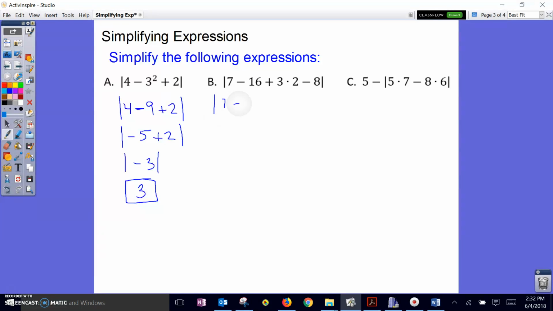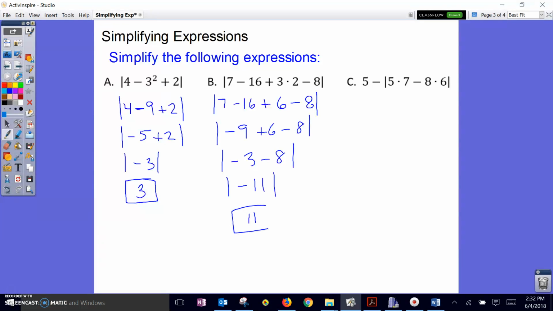Second one here, following the order of operations, we've got a lot of addition and subtraction. We've got one multiplication. We're going to do that multiplication first. And then I want to do addition and subtraction from left to right. 7 minus 16 is -9. -9 plus 6 is -3. -3 minus 8 is -11, and the absolute value of -11 is +11.